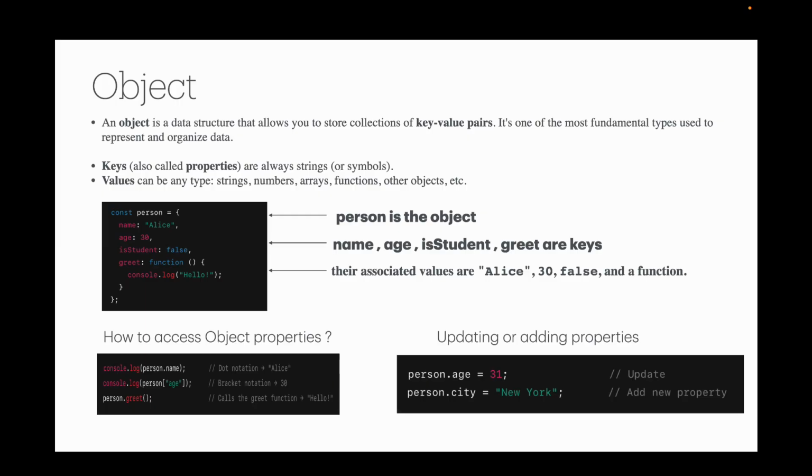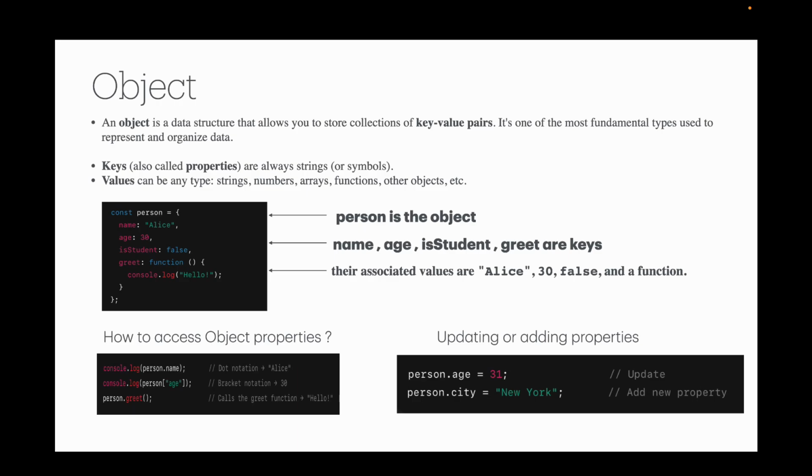Now the question arises: how to access these object properties? There are two ways to access these object properties or keys. The first one is the dot notation and the second one is the bracket notation. If you can see in the example at the bottom left, the first is person.name. This is the dot notation. We can access the name key of this person object using this person.name kind of notation, and it will return Alice.